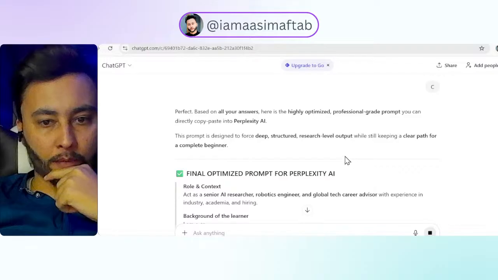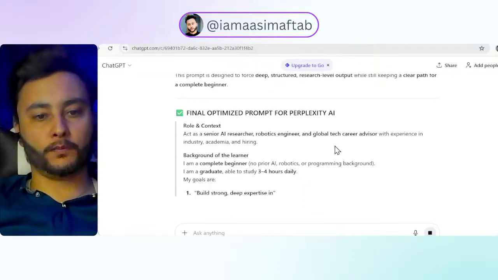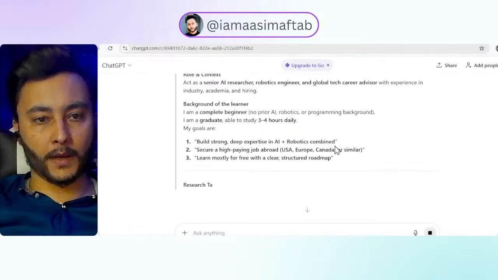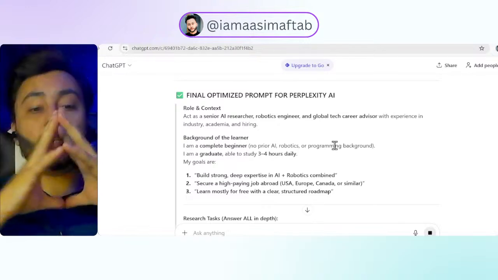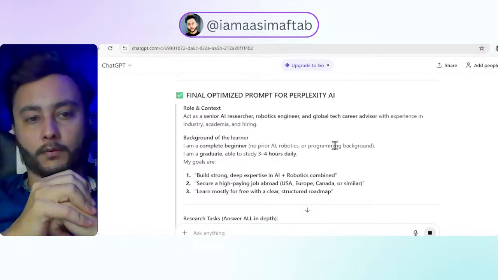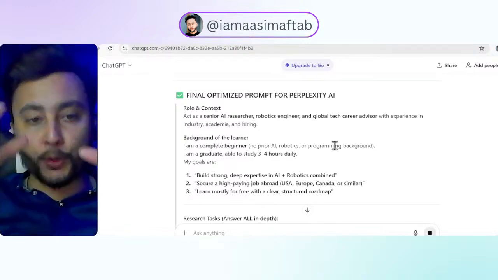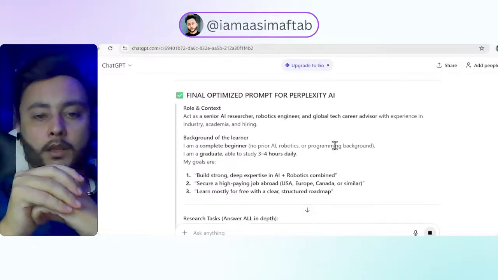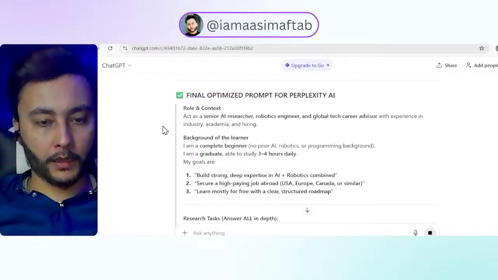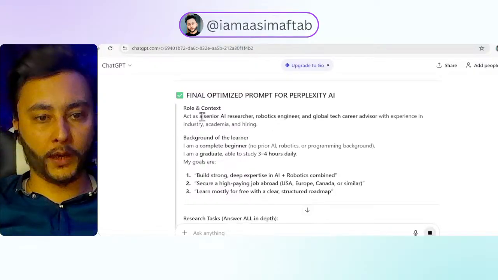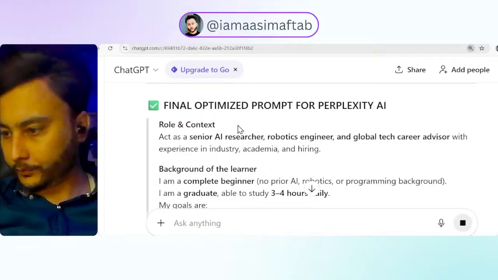Okay, finally the optimized prompt. Here you go. The prompt is optimized. Now you need to see the quality of the prompt, how beautifully it crafted the prompt. Okay, let me zoom it a bit so you can read it clearly.